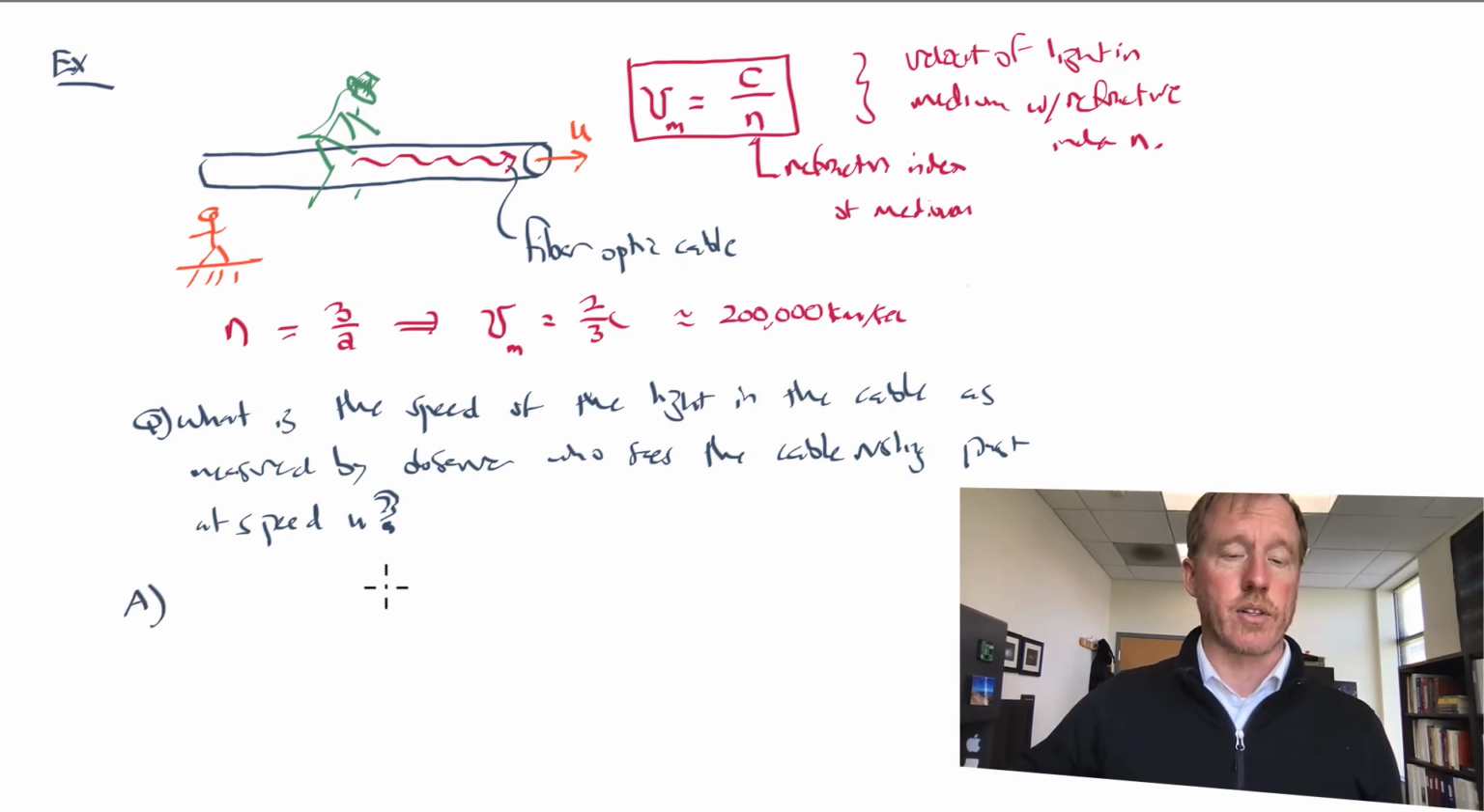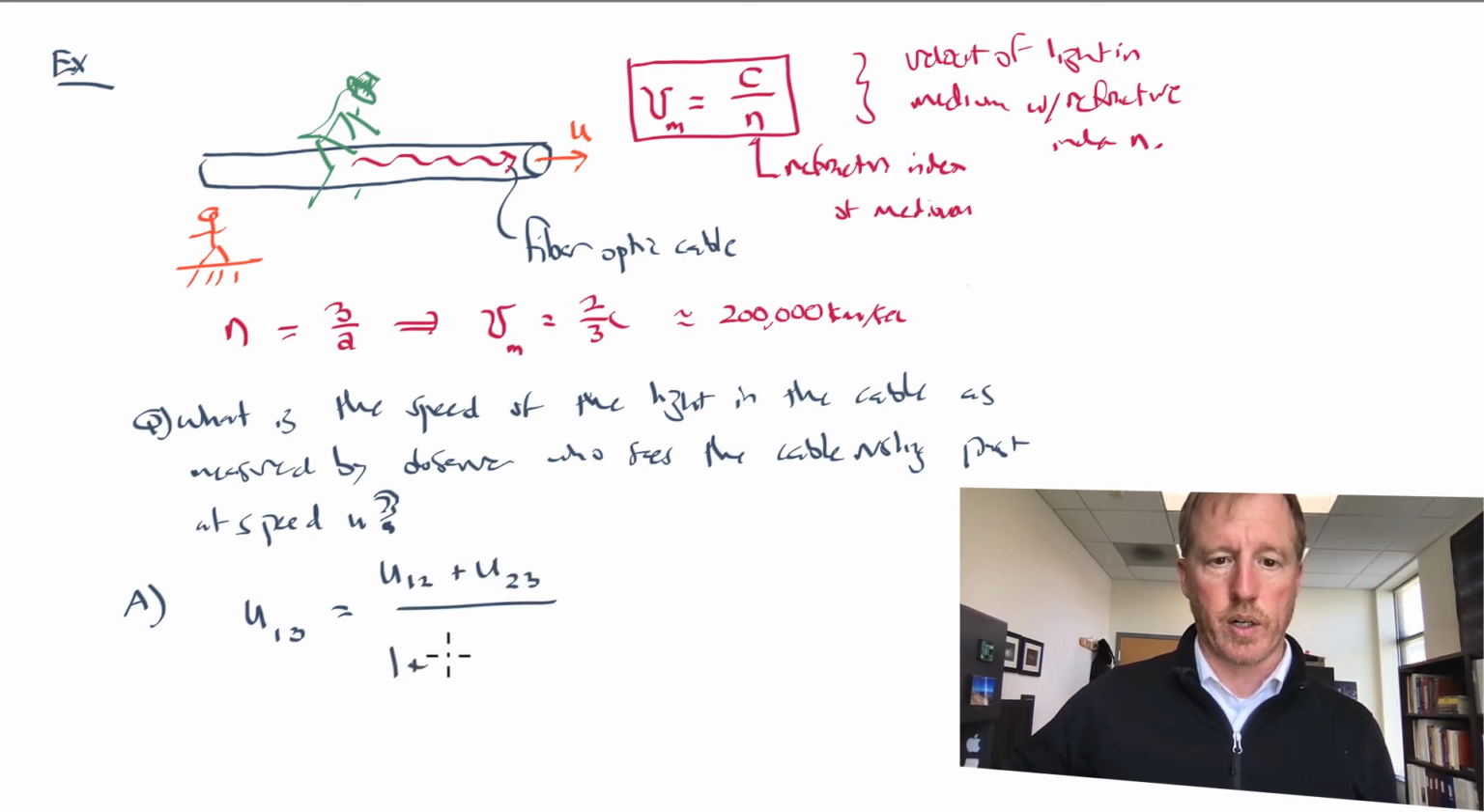Well, as you might imagine, we're going to have to go back and use our relativistic velocity addition formula. So let me remind you what that is. The speed of object 1 compared to object 3 is the speed of object 1 compared to object 2 plus the speed of object 2 compared to object 3 divided by 1 plus u12 times u23 over c squared. And now all we need to do is identify these various mathematical symbols with people or objects in this example.